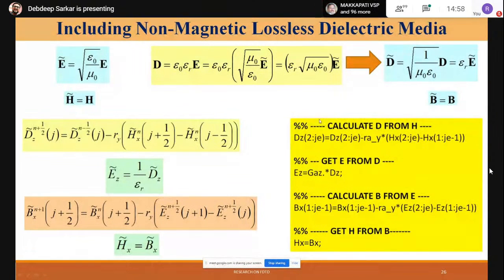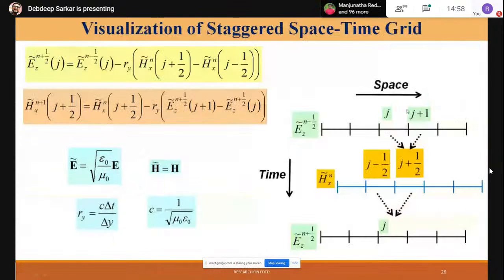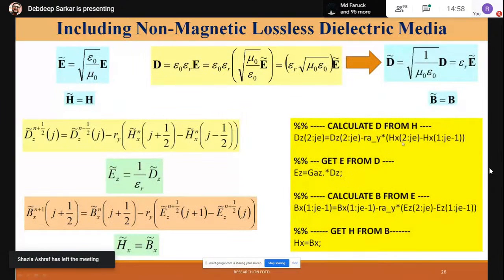You can consider that you have this number of points. I can go back to this diagram. From here to here, let's say this is 1 and 2, 3, 4, 5 like this. From locations 2, 3, 4, 5, I am subtracting the values at 1, 2, 3, and 4. This is exactly what is happening over here: 2 to JE and 1 to JE minus 1.